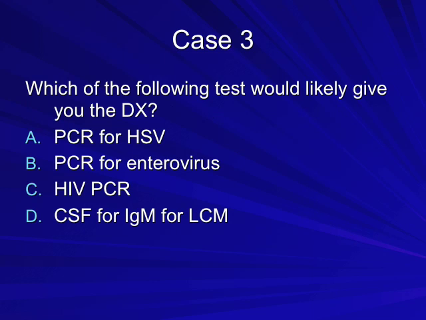And which of the following tests will likely give you the diagnosis? PCR for HSV, PCR for enterovirus, HIV PCR, CSF for IgM for lymphocytic choriomeningitis. Why HIV? Because I gave you several clues there. Unprotected sex. The business that she went to do somewhere that she wasn't very specific, that she didn't want to tell you.